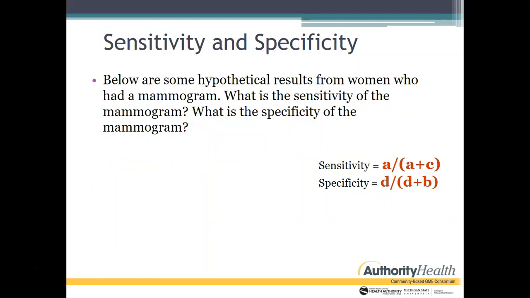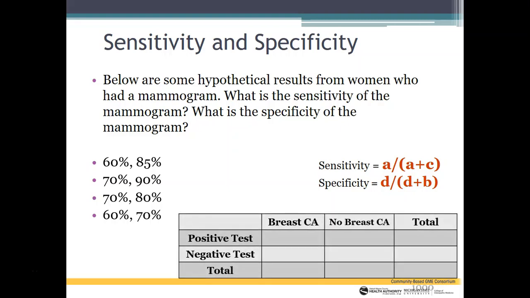All right, one more quick problem on sensitivity and specificity. Below are some hypothetical results from women who had a mammogram. What is the sensitivity of the mammogram and what is the specificity? All right, so there's 1,000 women and 100 have breast cancer. 70 patients with breast cancer tested positive, and 720 tested negative that did not have breast cancer.